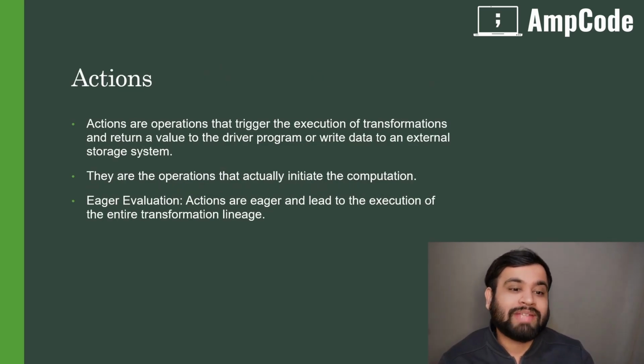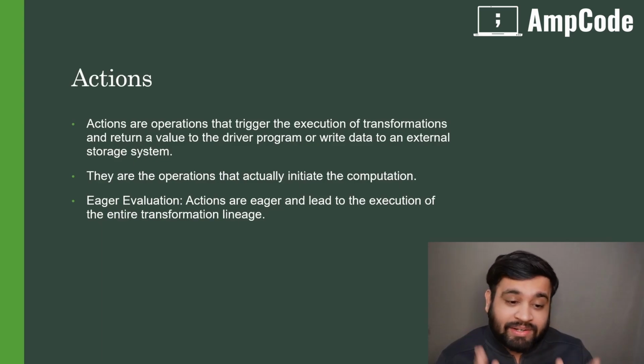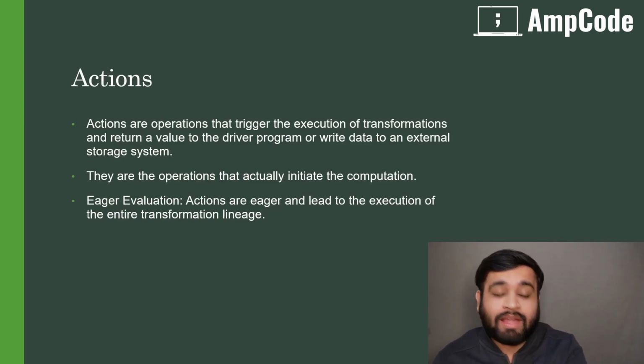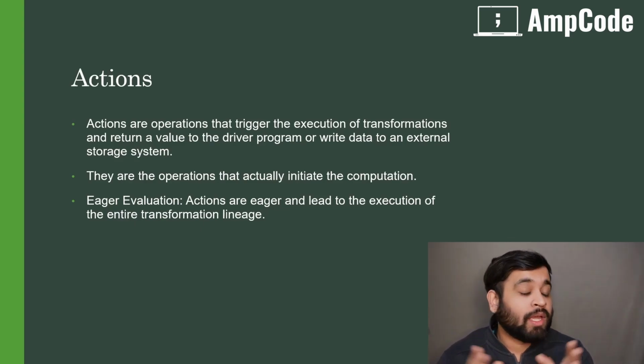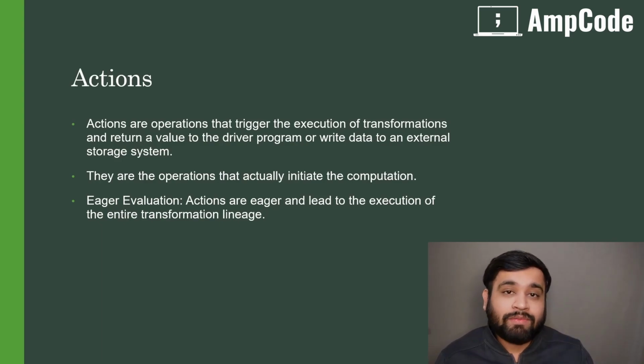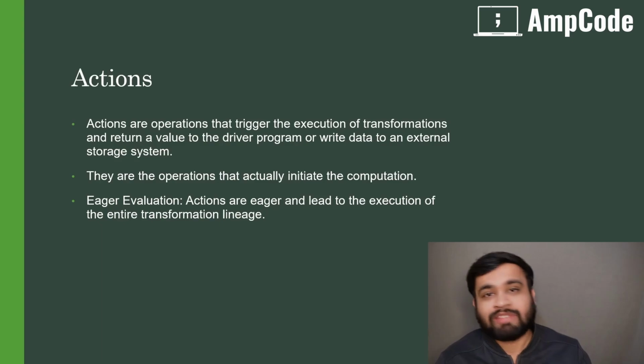Now let's talk about the action. As we already know and have seen in the introductory part, actions are nothing but the operation which triggers the computation, the actual execution of the transformation, and it will return some value to the driver program, or we can write the data to some external storage system or the native storage system of Apache Spark. So basically, an action triggers the computation plan or the execution plan which is provided by Apache Spark when we apply some transformation on top of it.